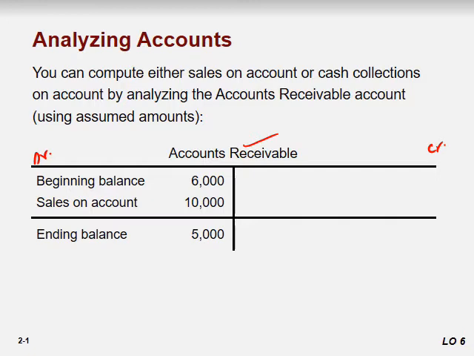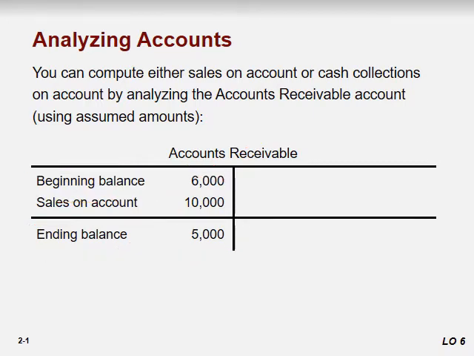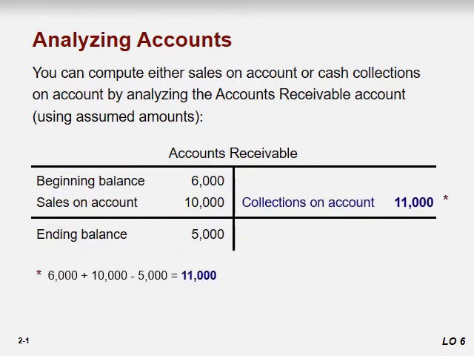So how much cash is collected from the customers? We can also find it out by analyzing the account. We have the beginning balance, we have the ending balance. So the ending balance is 5,000 more than the total balance here. So the total balance is 60,000. It means the balance is 5,000 more. It means how much cash is collected? 11,000. Here it is, right?